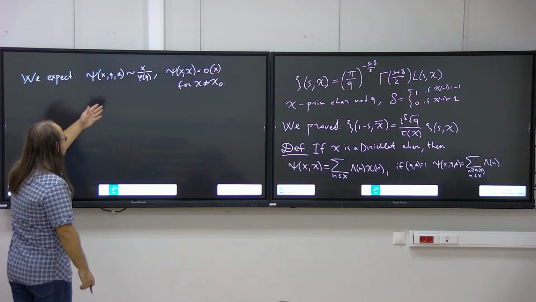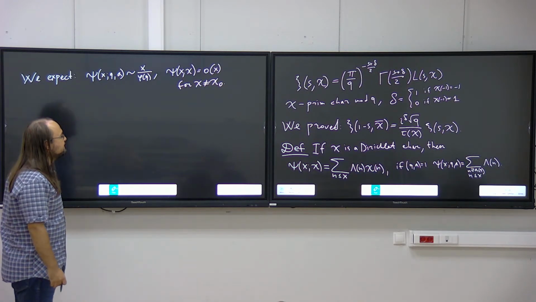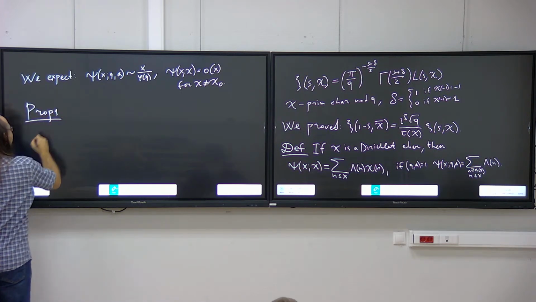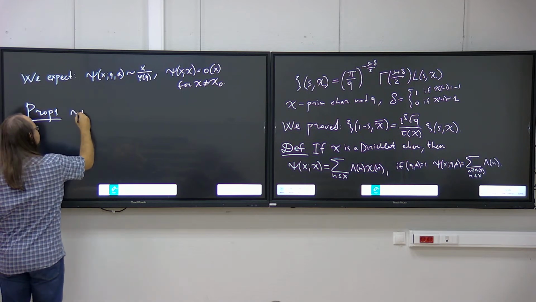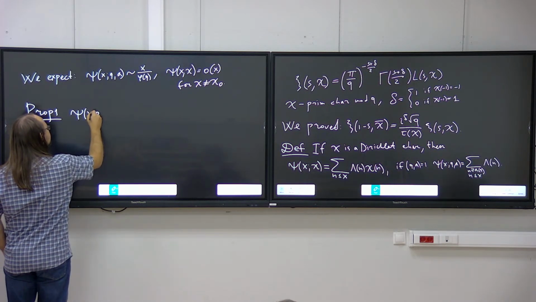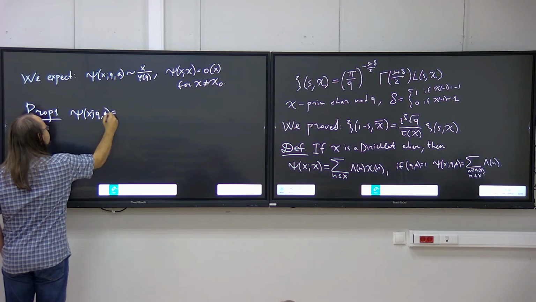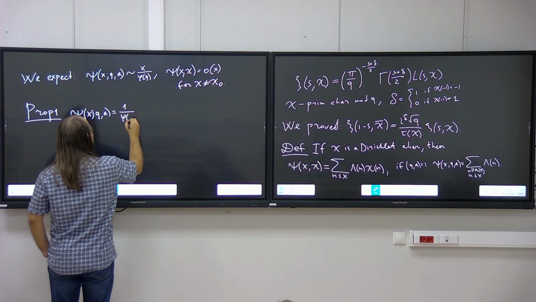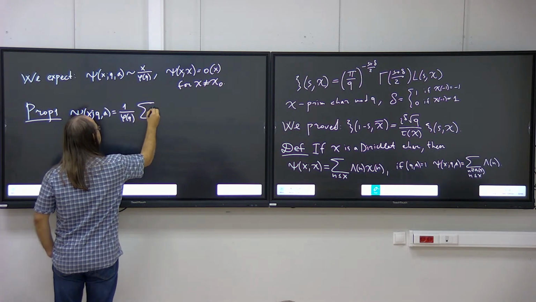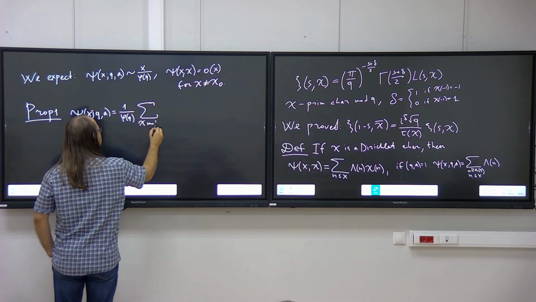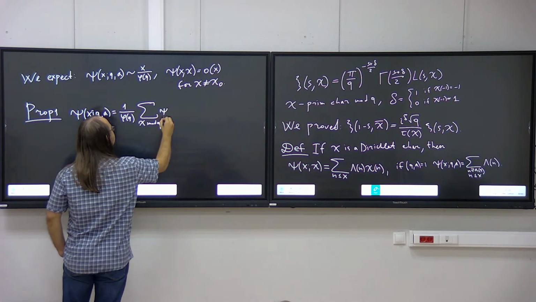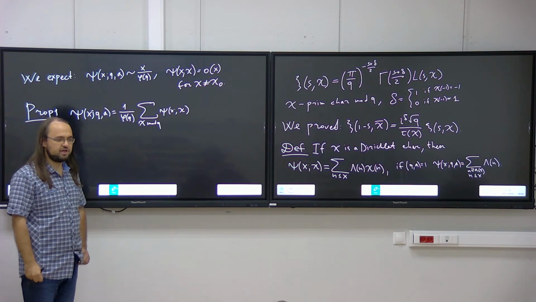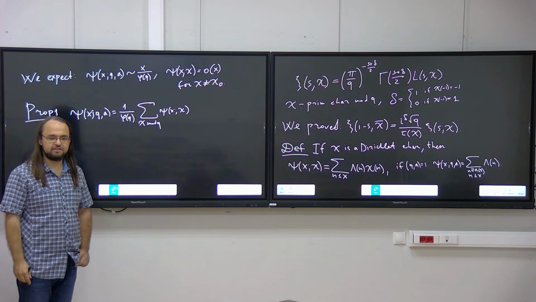And how are these two related? Well, this is not even a lemma. Proposition 1 is as follows. Psi of x; q, a is equal to 1 over phi of q, the sum over all characters chi modulo q of psi of x, chi, with some coefficient. What is the coefficient here? Any guesses?